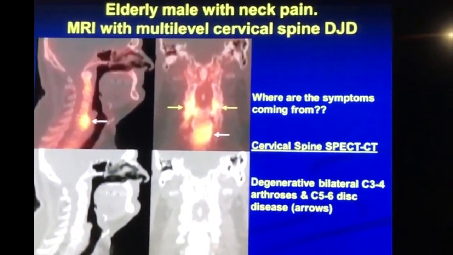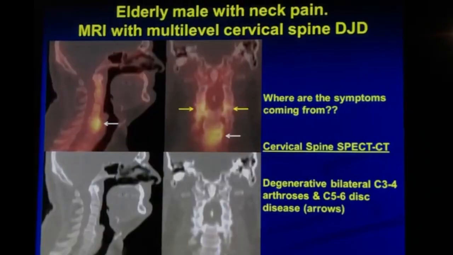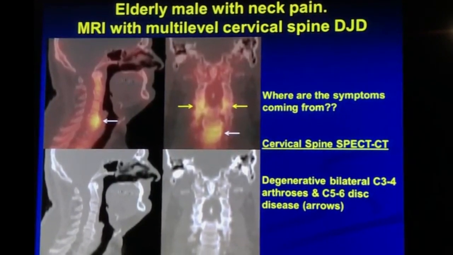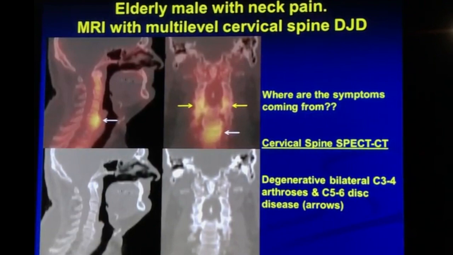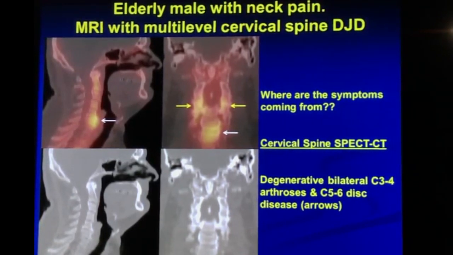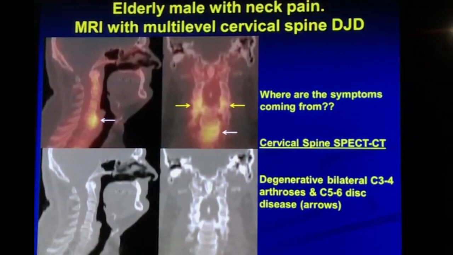The first is a SPECT CT bone scan on an elderly male with neck pain. He had an MRI done that showed multi-level cervical spine degenerative change. Now the question is, what abnormalities in the spine are causing his neck pain and radicular symptoms.